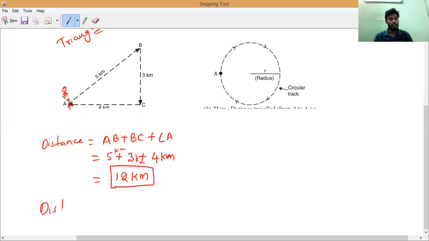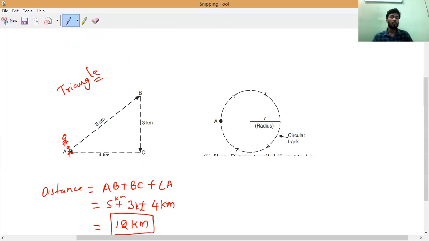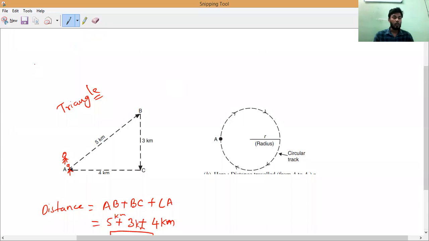So what is the displacement? Zero. Started at point A, reached point A. So the displacement is 0 kilometers. Clear? Now, let me see who will say. Suppose Danishkar stops at point C, then what is the displacement? 4 kilometers. Displacement is equal to 4 kilometers.